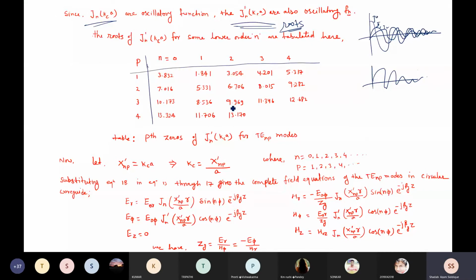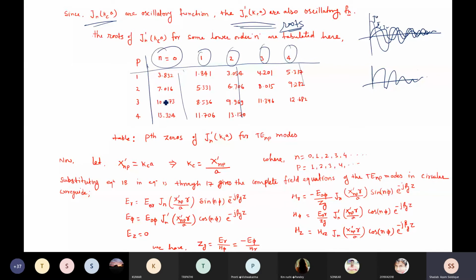You can see Jn'(kc a) for some lower values of n tabulated here. Here it is given as the pth root, that is, the number of zeros. So how many zeros are represented? The first zero, second zero, third zero, fourth zero at different values of n. At n equal to 0, these are the different zeros; at n equal to 1, these are the different zeros; at n equal to 2, 3, and 4, these are the different zeros represented here.